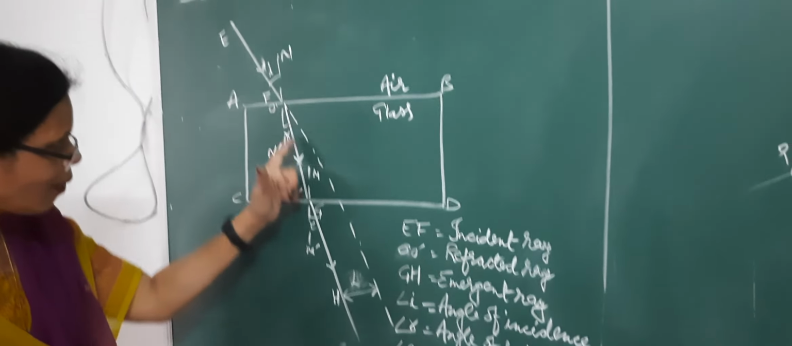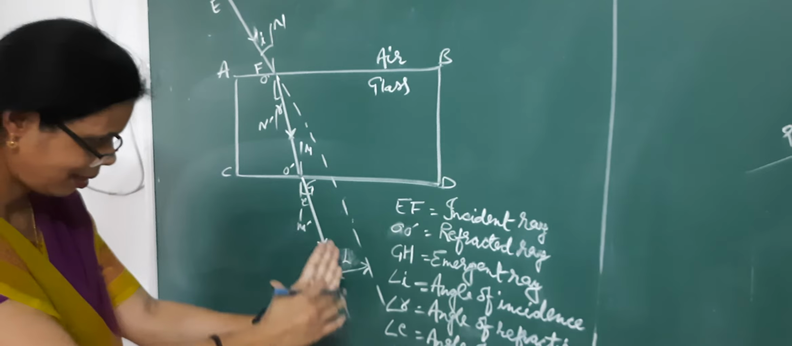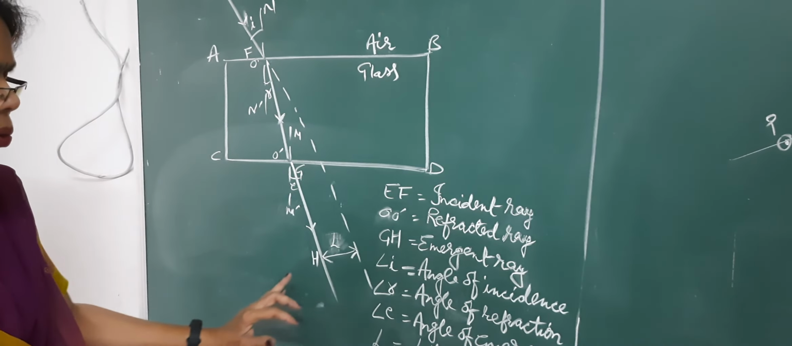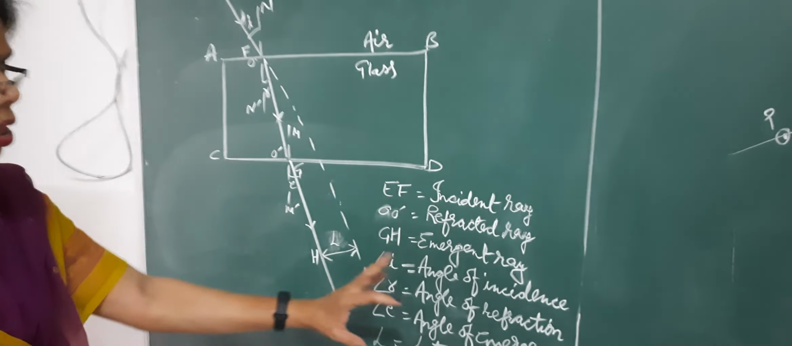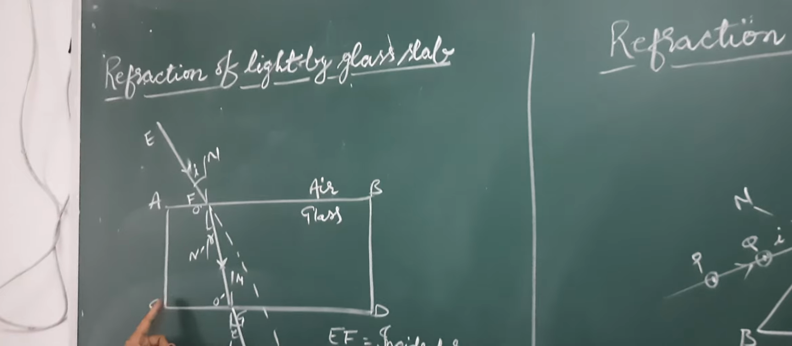There is, if I drag that line, a slight lateral shift, which I have shown here by the letter L. So this was the difference between refraction by prism and refraction of light by glass slab.